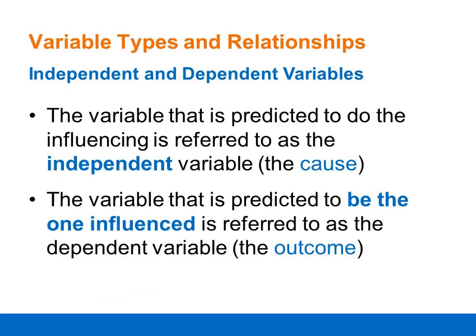One of the ways we can classify variables is based on their relationships. Two primary types of variables are the independent and dependent variables. Independent variables are considered to be the cause or the predictor variables. In other words, the independent variable is predicted to influence or cause change in another variable. The dependent variable is the variable that is predicted to be the one influenced or affected by the independent variable. In other words, the dependent variable is considered the outcome.